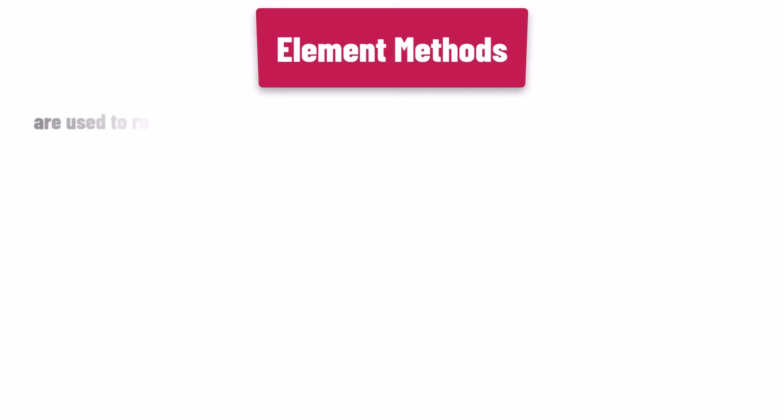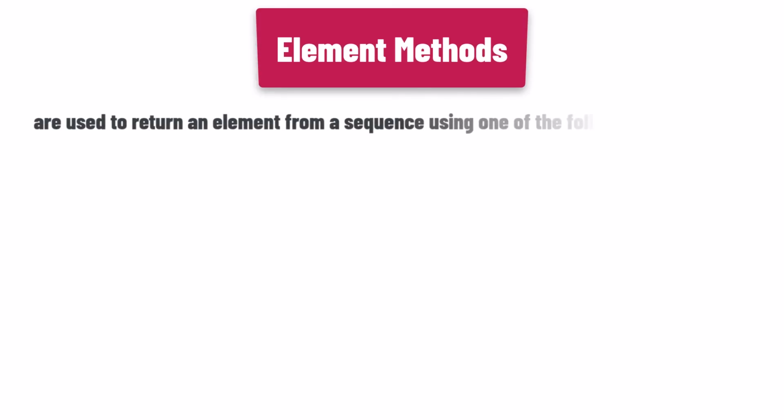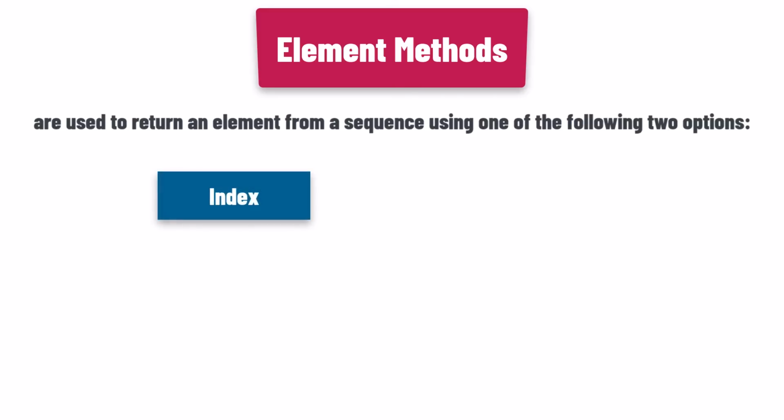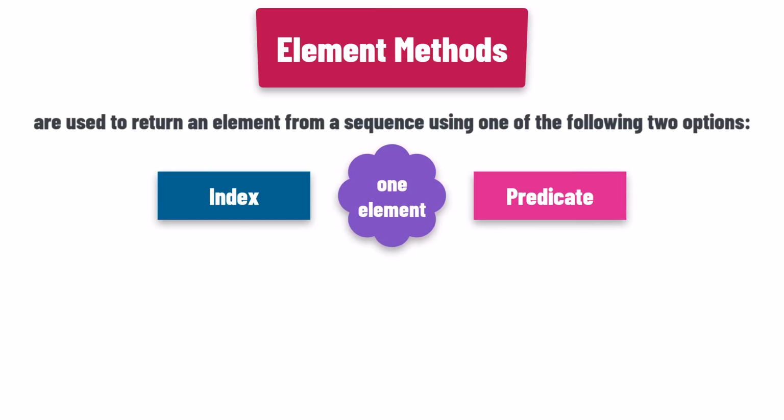Element methods are used to return an element from a sequence using one of the following 2 options. Either using the element index, for example the element at index number 3, or based on a predicate. Here we set a condition, and we get the element that meets the condition. So, element methods are used to return a single element from a data source. For example, to return the first element from a sequence, or to return the last element from a sequence. The result is always only one element.